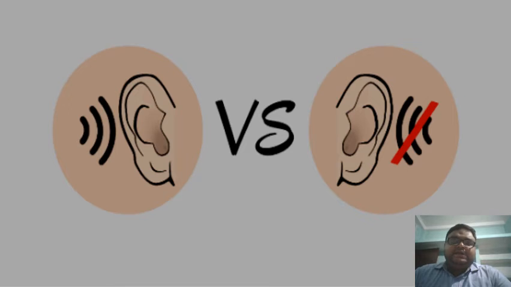Today, students, this is the poster for you. What can you make out from this poster? What can you interpret from this poster, students? Yes? Right. This picture represents that this ear is hearing some sound, but this ear is not hearing any sound. That is what we can think about this picture. But have you ever wondered why it is happening?